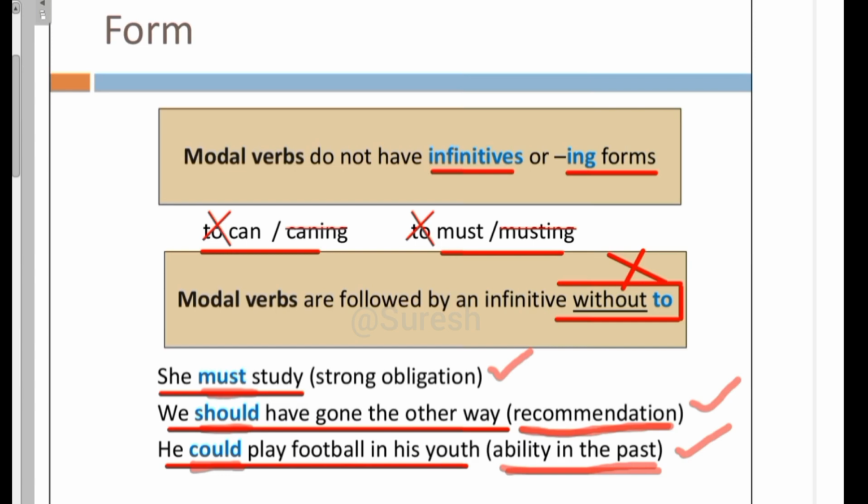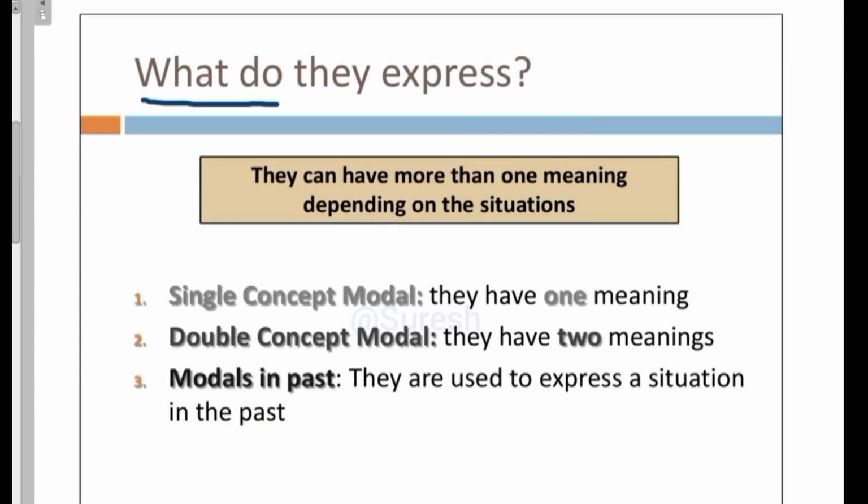If you have any doubt, you can just go backward and see that again, but don't go forward unless you understand each and every rule. Now let us go for the next question. What do they express? See, what is their function? What do the modal verbs express in the sentence? See the rule given there. They can have more than one meaning depending on the situation. This is what you have to understand.